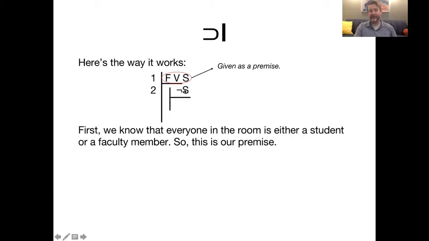They're things we're supposing to be true, but we don't know to be true. Premises we know to be true. These things we're just supposing to be true for purposes of an argument. And I'll show you how we use this assumption to demonstrate something else.